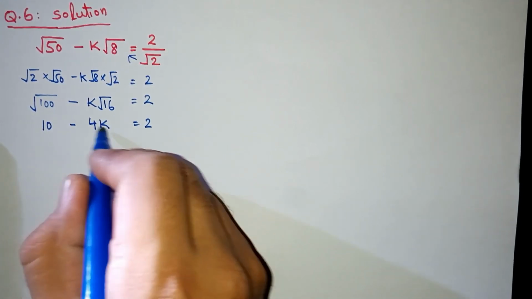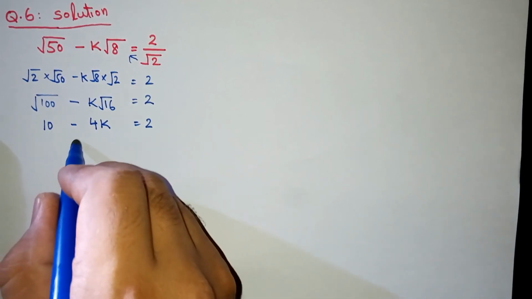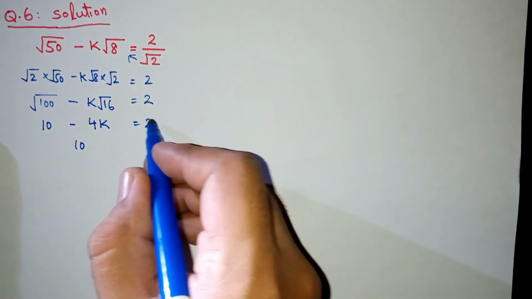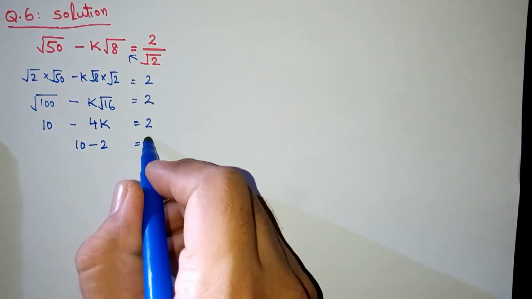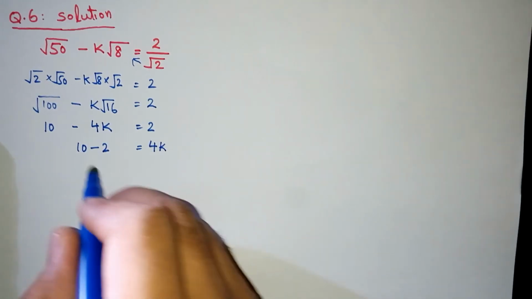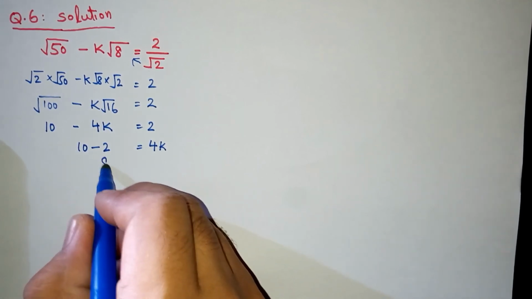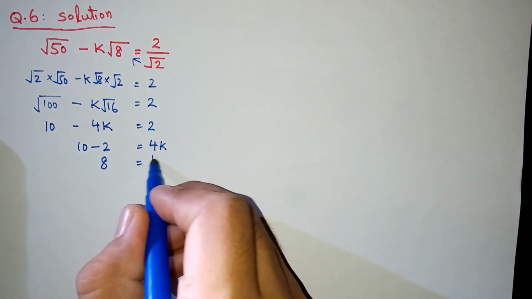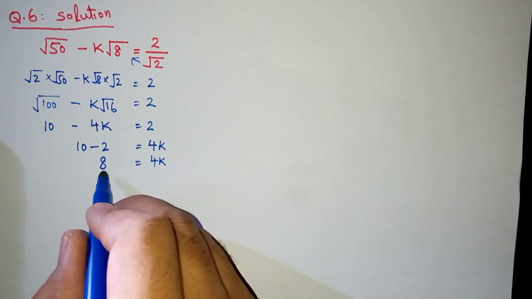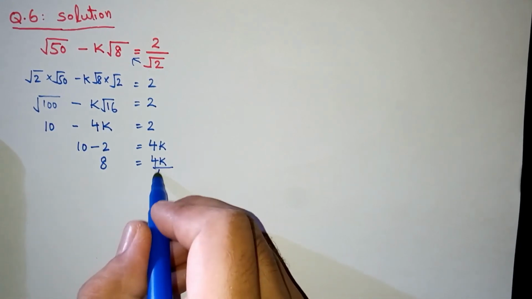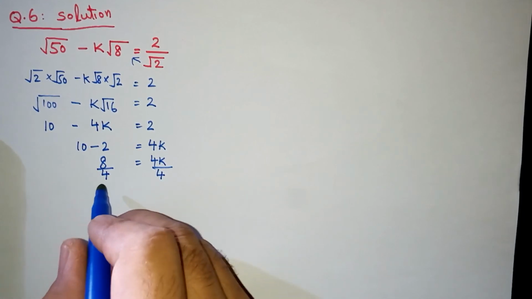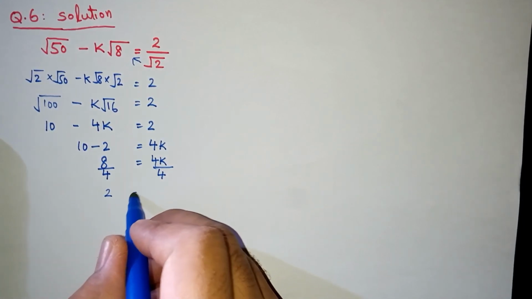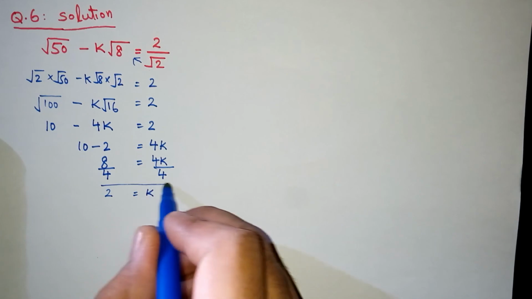Let's transpose the minus 4k to the other side, and bring this 2 to this side. So 10 minus 2 equals plus 4k. 10 minus 2 gives you 8, so 8 equals 4k. Let us divide by 4 on both sides to find the value of k. So 8 divided by 4 gives you 2. So the value of k is 2.